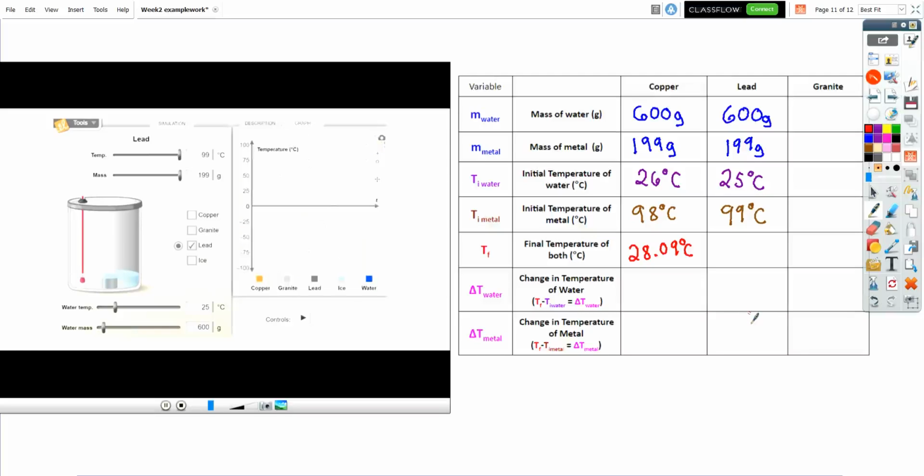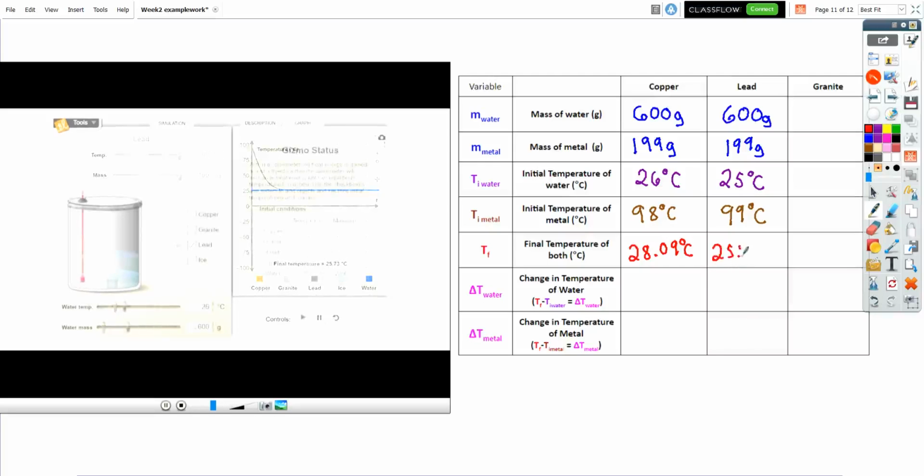Okay, so now I'm going to go to the graph, run the simulation. Water gets warmer, the lead gets a lot colder, and they both end at the same final temperature, which is 25.73 degrees Celsius.